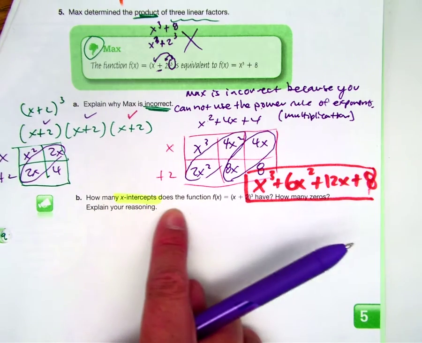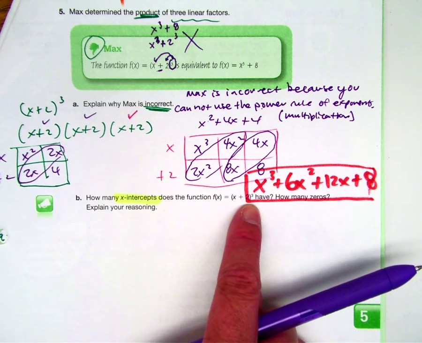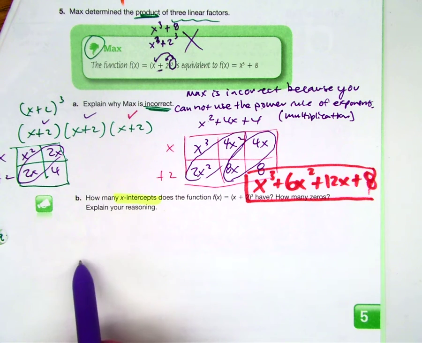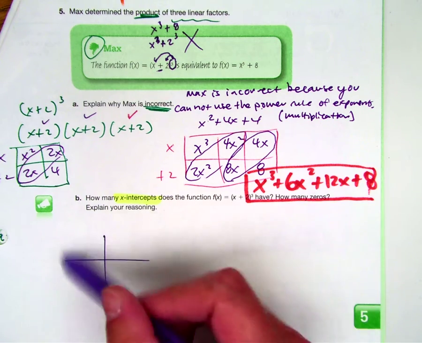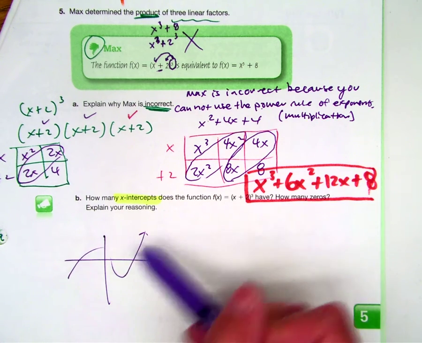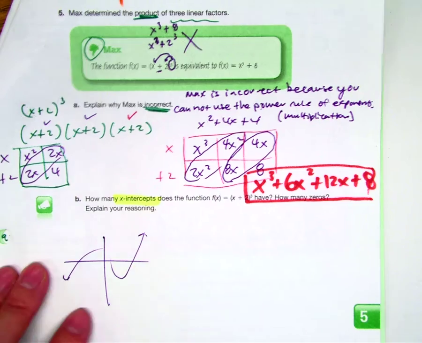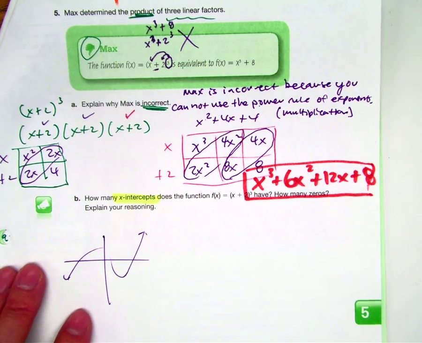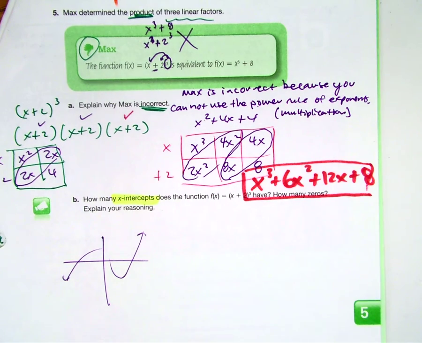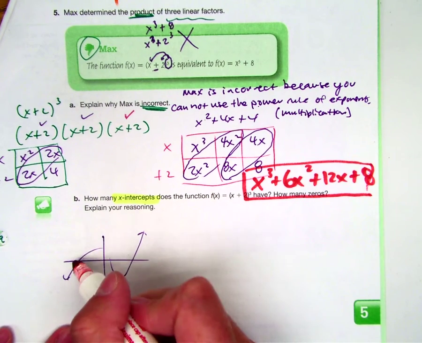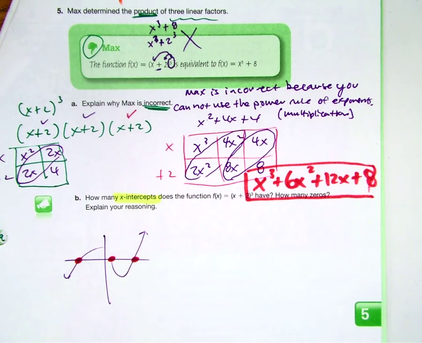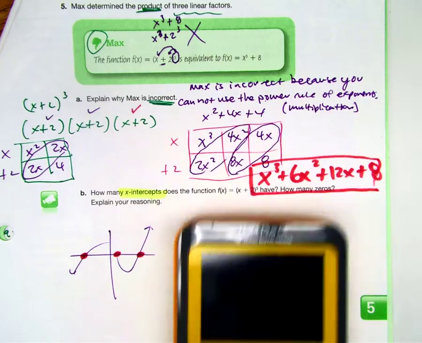How many x-intercepts does the function x plus 2 to the third power have? How many zeros? Explain your reasoning. So remember, this is a cubic function. And actually in today's lesson we'll graph these by hand. But I'm assuming that in my graph it's possible that we can have this many x-intercepts. Count with me. Ready, set, go. That's the max.